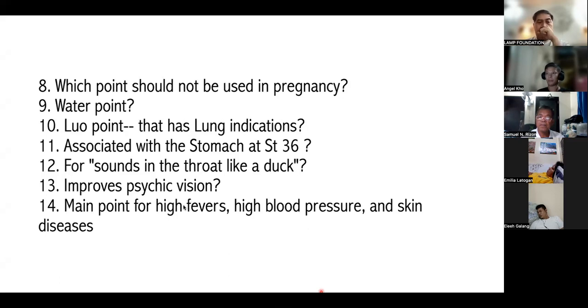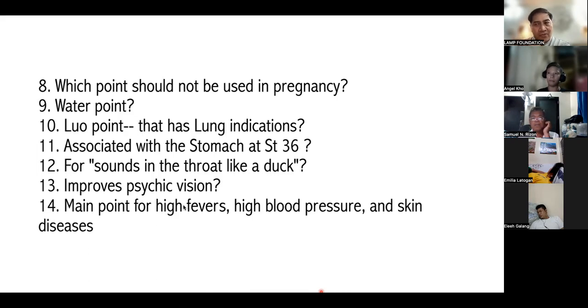Number 14, Doc. Main point for high fevers, high blood pressure, and skin diseases. LI11, Doc. Okay. What's the tonifying point ng LI? Tonifying. LI11 din, Doc. Di ba po? What's the sedating point of LI? LI2, Doc. Okay. So, ibig sabihin, ito tonify mo yung LI, di ba? When you treat high fever. Yes, Doc.